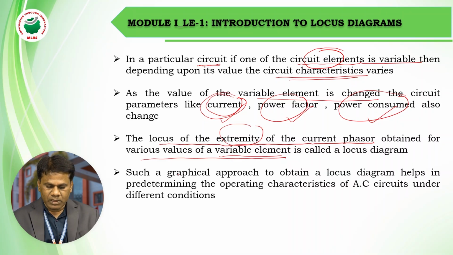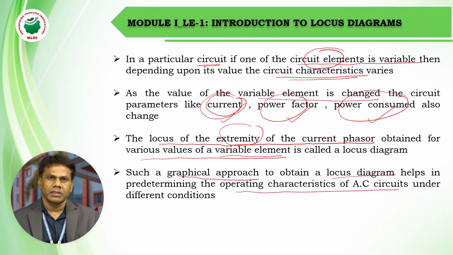Such a graphical approach obtained for the variable helps in predetermining the characteristics of an AC circuit under different conditions. So this is the use of a locus diagram: it helps to predetermine the operating characteristics of AC circuits under different circuit conditions. This is the meaning of locus diagram.